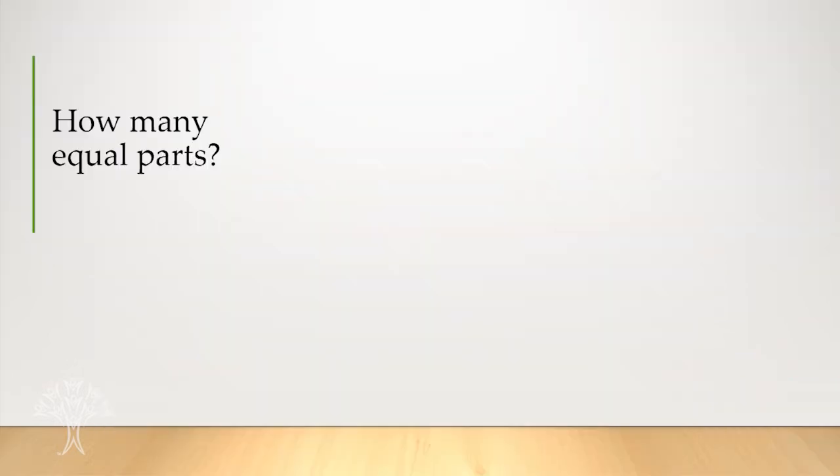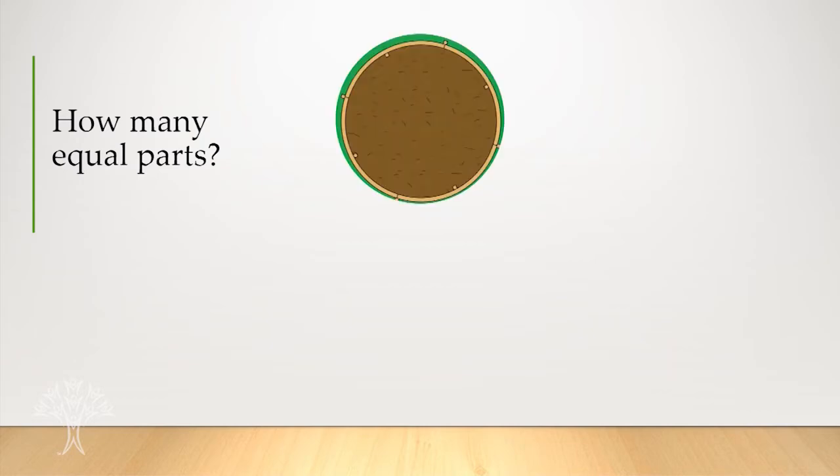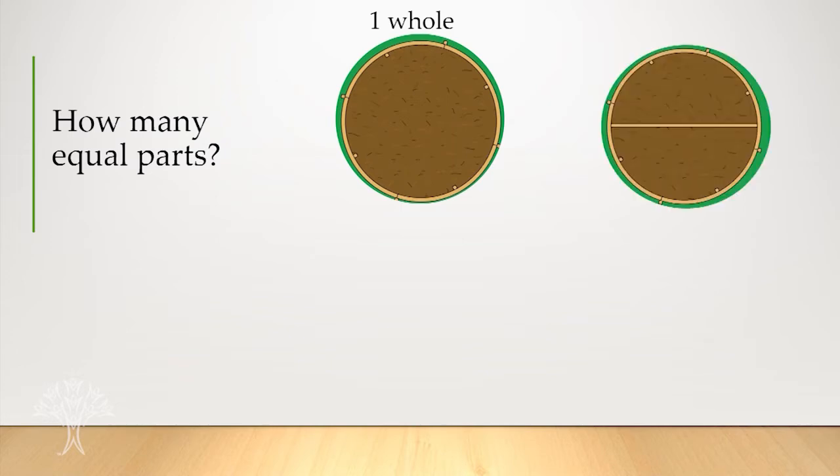Let's take a look at some circular garden beds together and see if we can figure out how many equal parts each garden bed is divided into. Here's our first garden bed. It's not divided into any parts. This is one whole garden bed. Maybe you would plant one type of plant here. Let's take a look at the next one. How many parts is it divided into? When I count, I see 1 and 2. 2 parts, and they're the same size, which means this garden bed is divided into 2 halves.